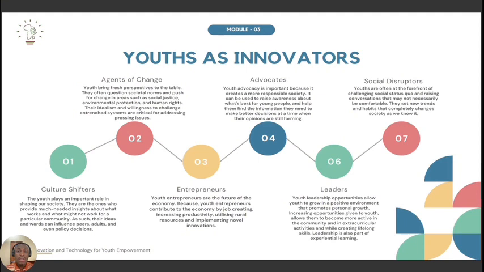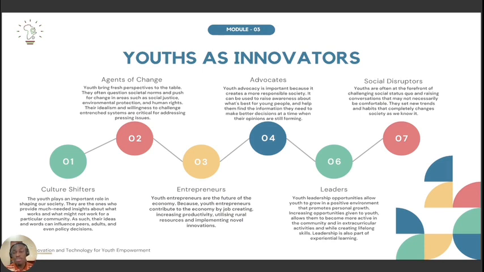Then also, youths are entrepreneurs because they are the future of the economy, right? And they contribute to the economy by job creation, increasing productivity, utilizing rural resources, and implementing novel innovations. Youths are thinkers, and entrepreneurs are thinkers, and doers also.